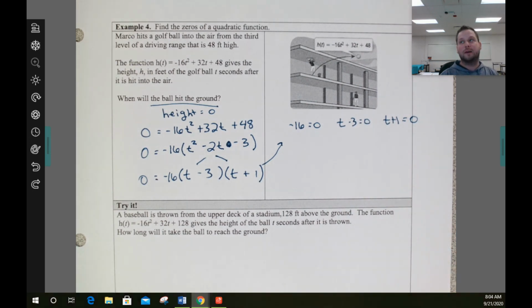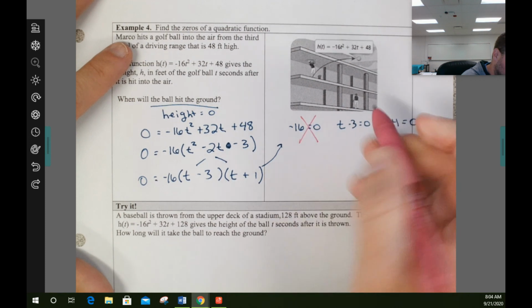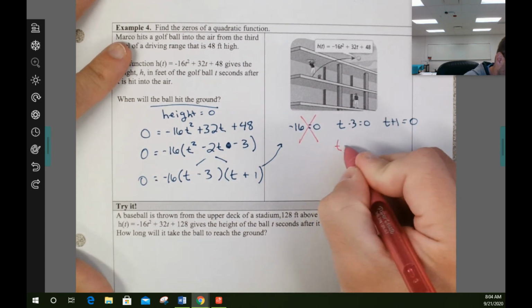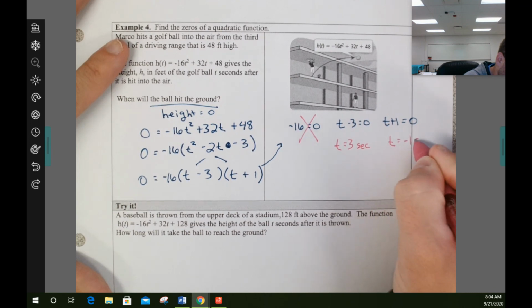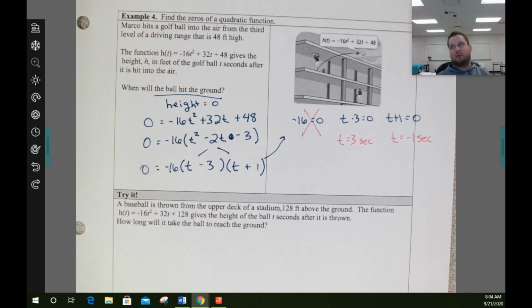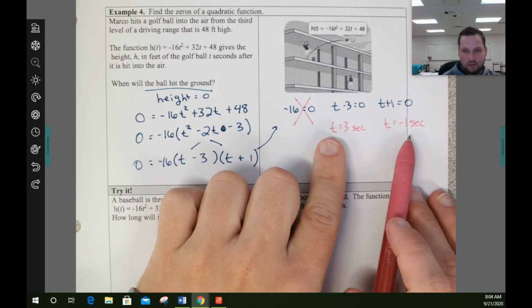All right, go ahead and solve them. This first one makes no sense, so we just ignore it. Second one, we get t equals 3 seconds. Last one, we get t equals negative 1 seconds. So at this point, okay, you need to ask yourself, which of these answers make sense? You want to know, when did the ball hit the ground? Okay, so I have 3 seconds, I have negative 1 seconds.